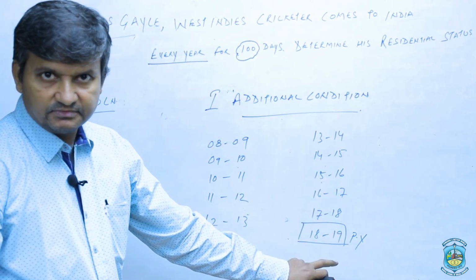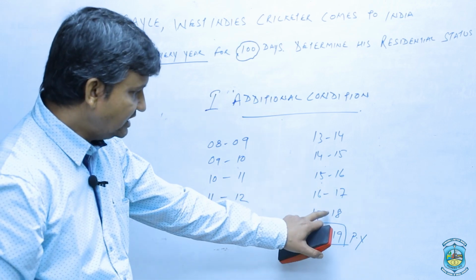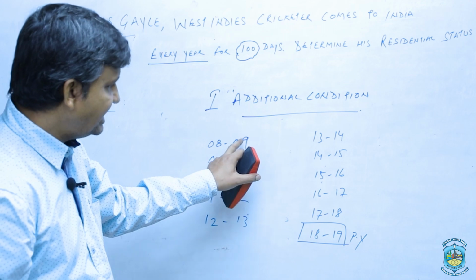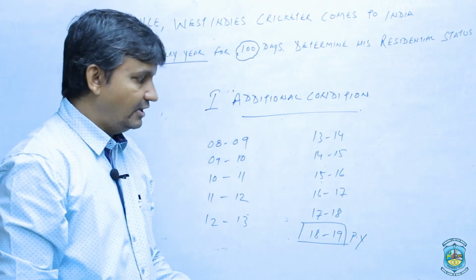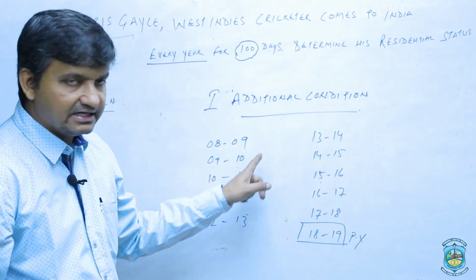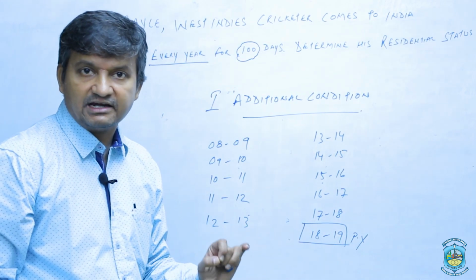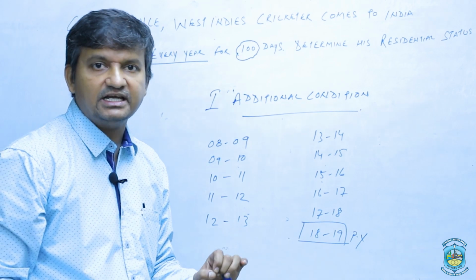Excluding my previous year, 10 years I have gone behind: 1, 2, 3, 4, 5, 6, 7, 8, 9 and 10. Now what does the law require? Law requires that out of these 10 years, Chris should be resident in any 2 years. I repeat, Chris should be resident in any 2 years.